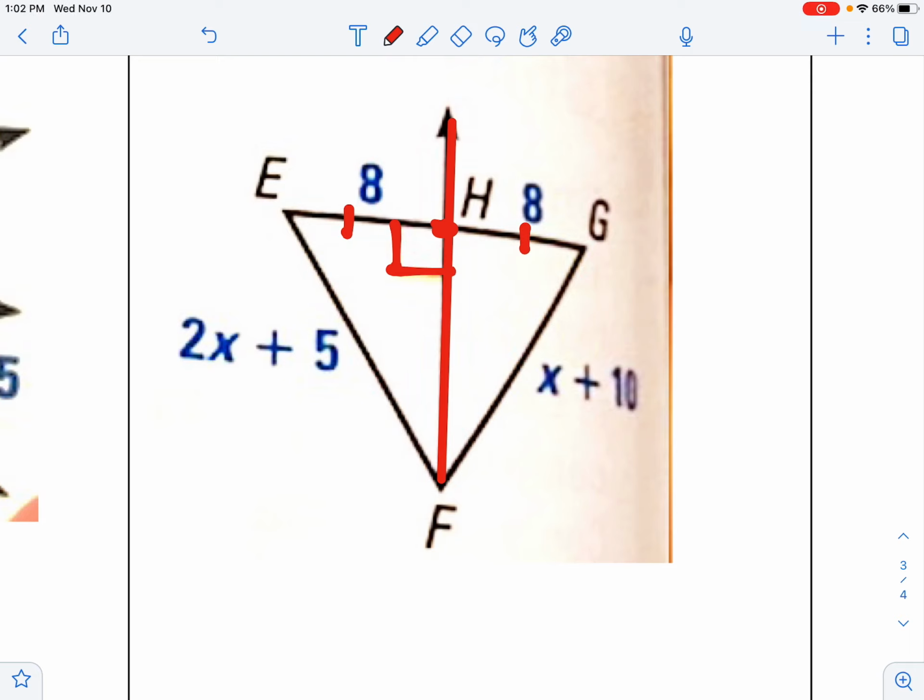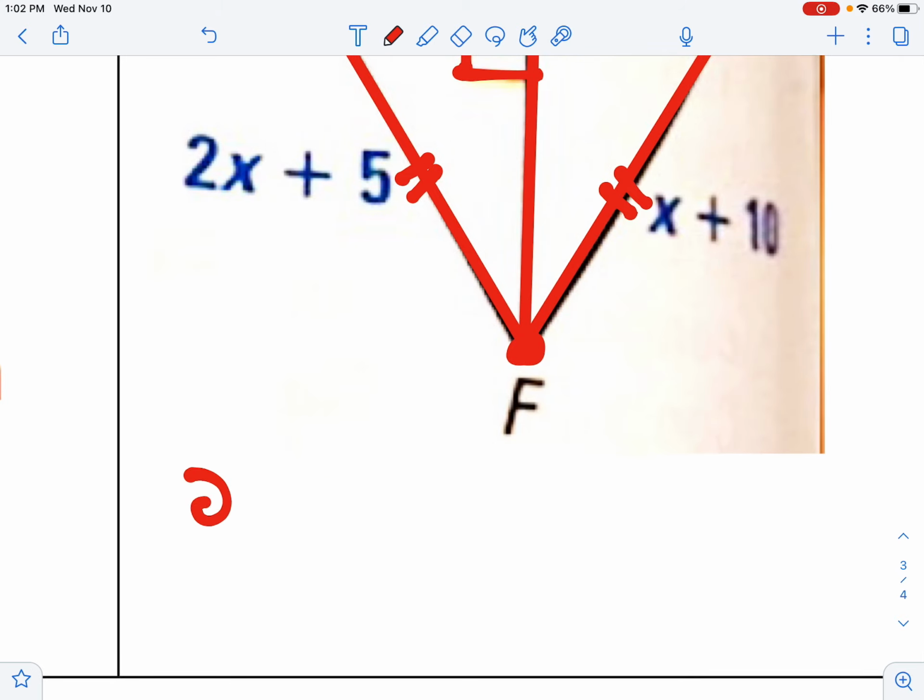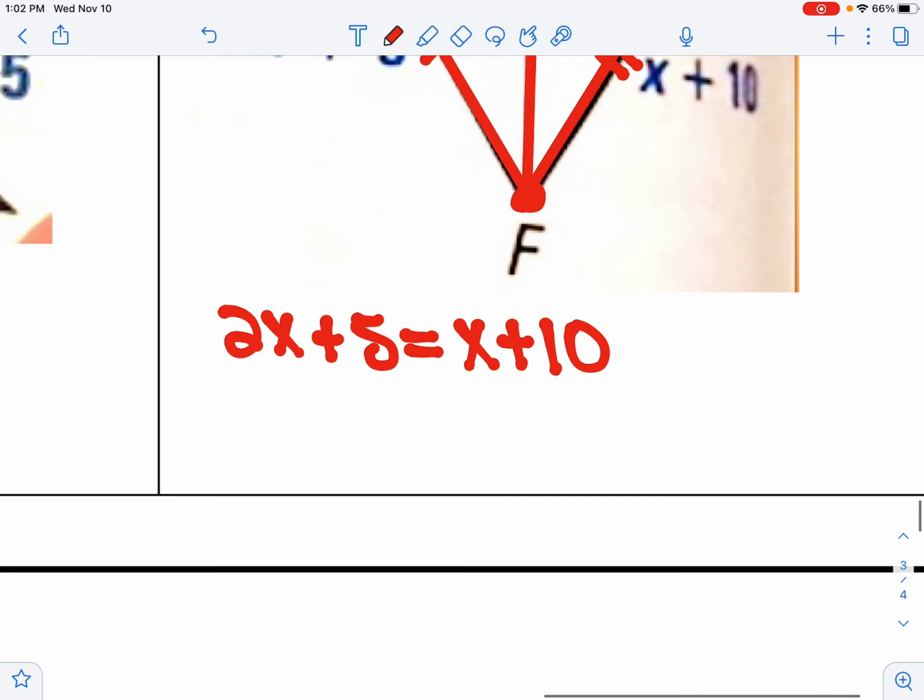Now, if we apply the perpendicular bisector theorem, that says if you have a point on the perpendicular bisector, which F is, then it's equidistant to the endpoints, which means that these two segments right here have to be congruent. So the equation that I'm setting up is just simply to set 2x plus 5 equal to x plus 10. And if you solve, you should get x is equal to 5.